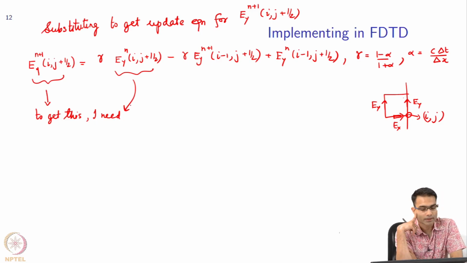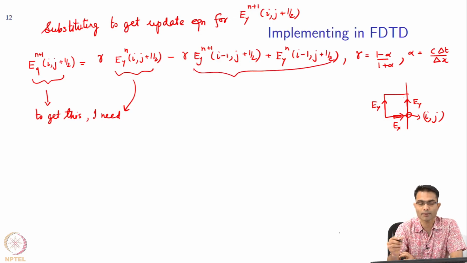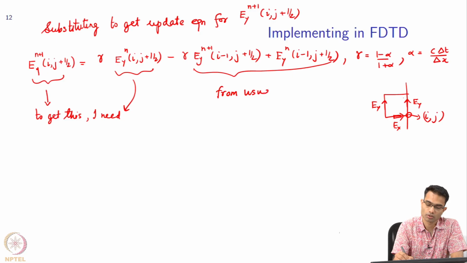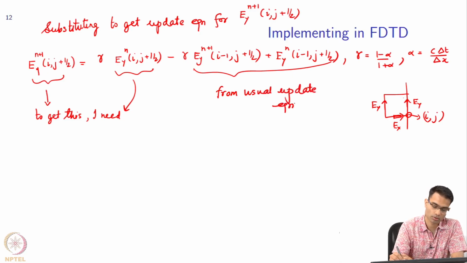The other guys, these are being updated by how? They are on the interior, I minus 1. So, this is from the usual update equations.